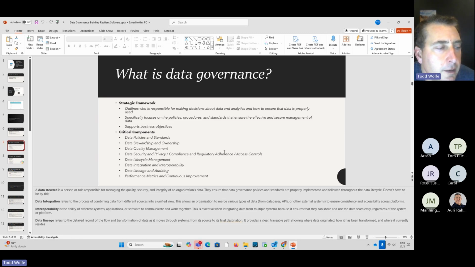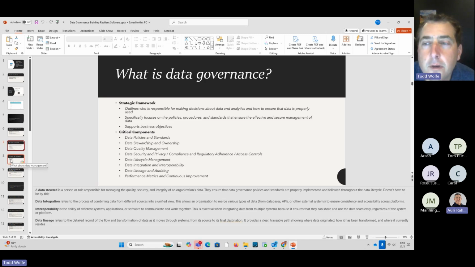Data lineage and auditing is another important element to have governance around: knowing where the data came from, who touched it, how it was touched, how it was aggregated, or any other rules it went under to put it together before it got used. And then most importantly, having performance metrics and continuous improvement applied to the organization's governance process. They're all key critical components.